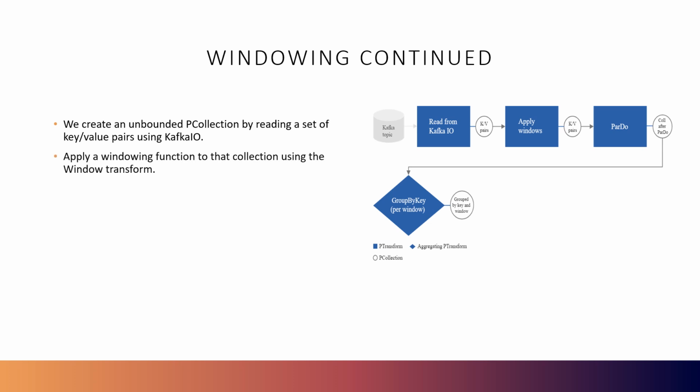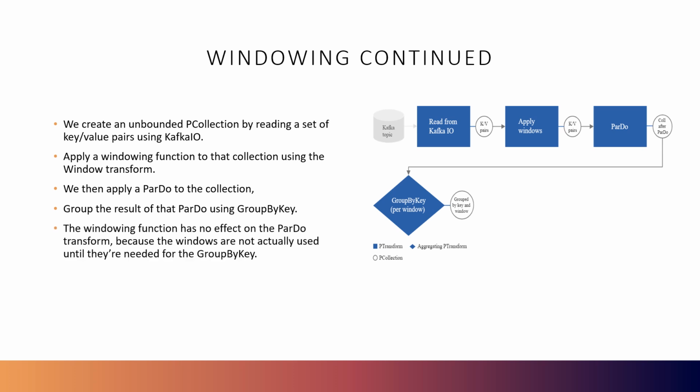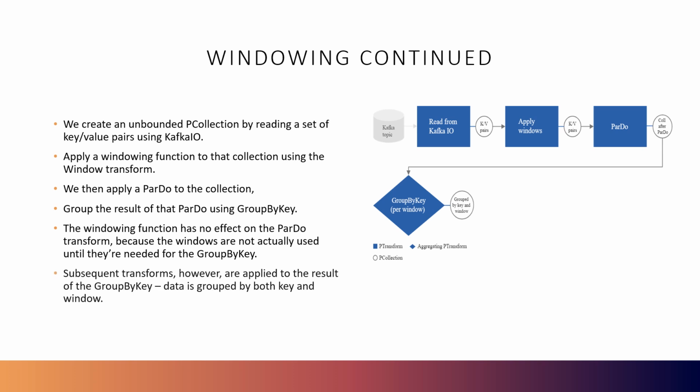So next we're going to apply a ParDo to the collection and then later group the results of that ParDo using GroupByKey. The windowing function has no effect on the ParDo transform because the windows are not actually used until they're needed by the GroupByKey, as we said earlier. The subsequent transforms, however, are applied to the result of the GroupByKey, and data is grouped by both key and window. All the elements are by default part of a single global window.